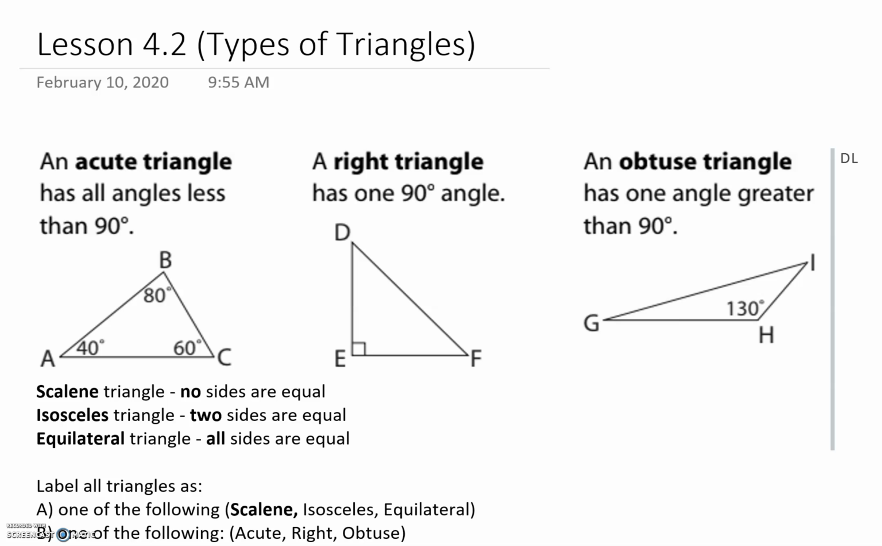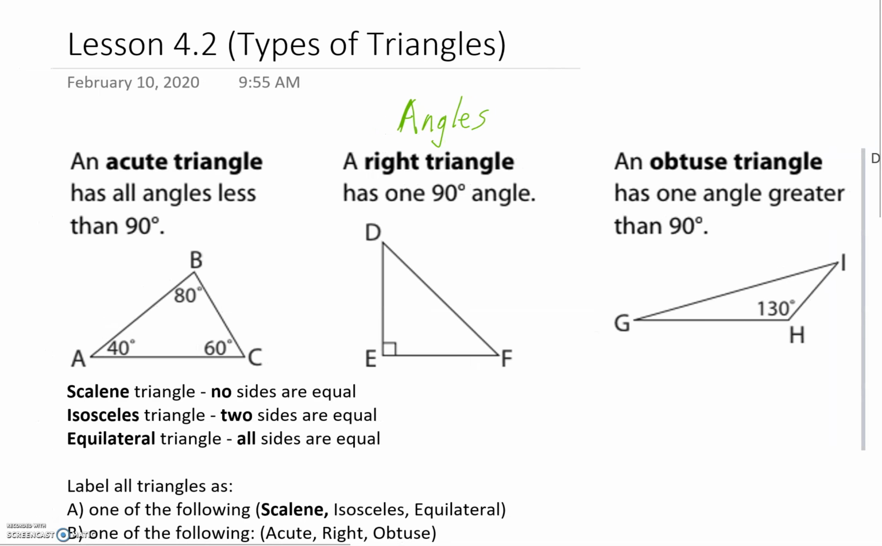So there are a few different types of triangles fitting into two different categories. We can classify triangles as two different things. We can classify them by angles, and we can classify them by side length. Within the angles, we can see that there are three different types of triangles.